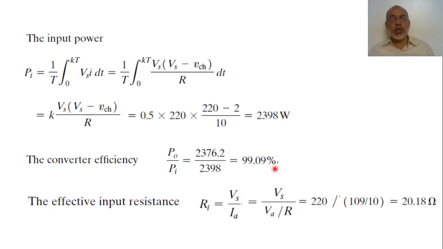It should be noted that this is the converter efficiency. The converter efficiency relates the output power at the load to the input power at the converter. But this is not the conversion efficiency. If we are talking about the conversion efficiency, we are talking about the DC power over the root mean square power.